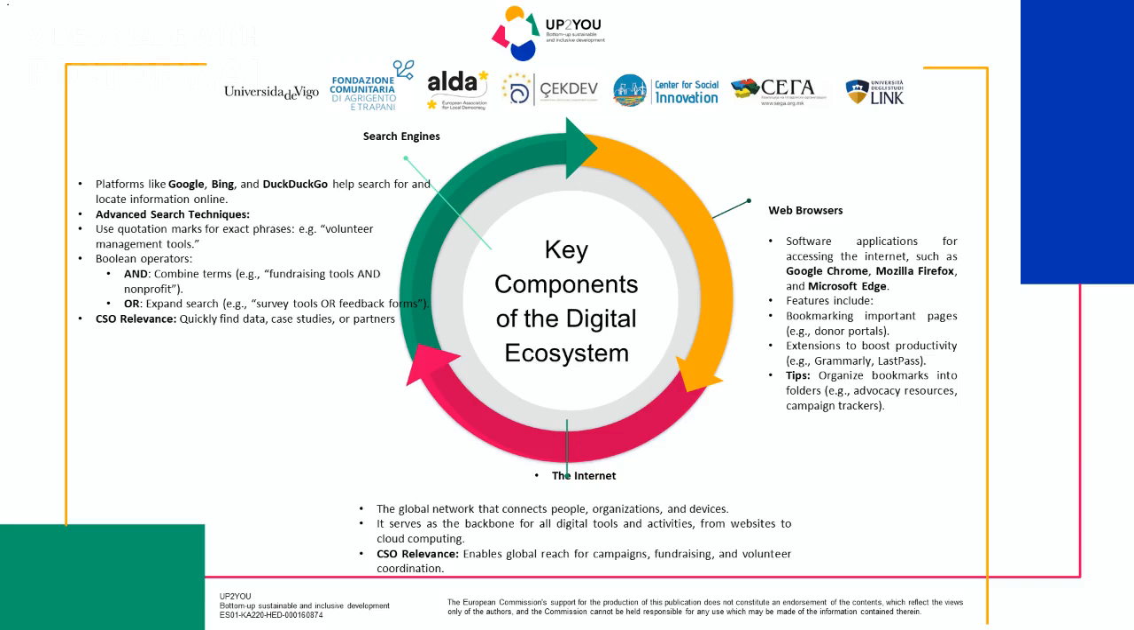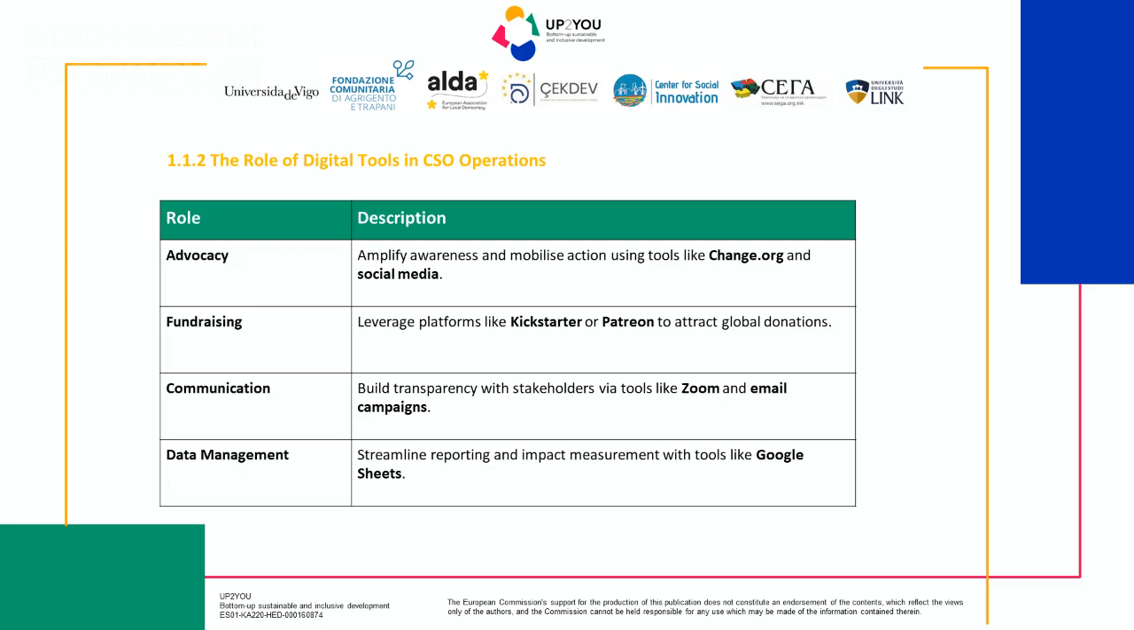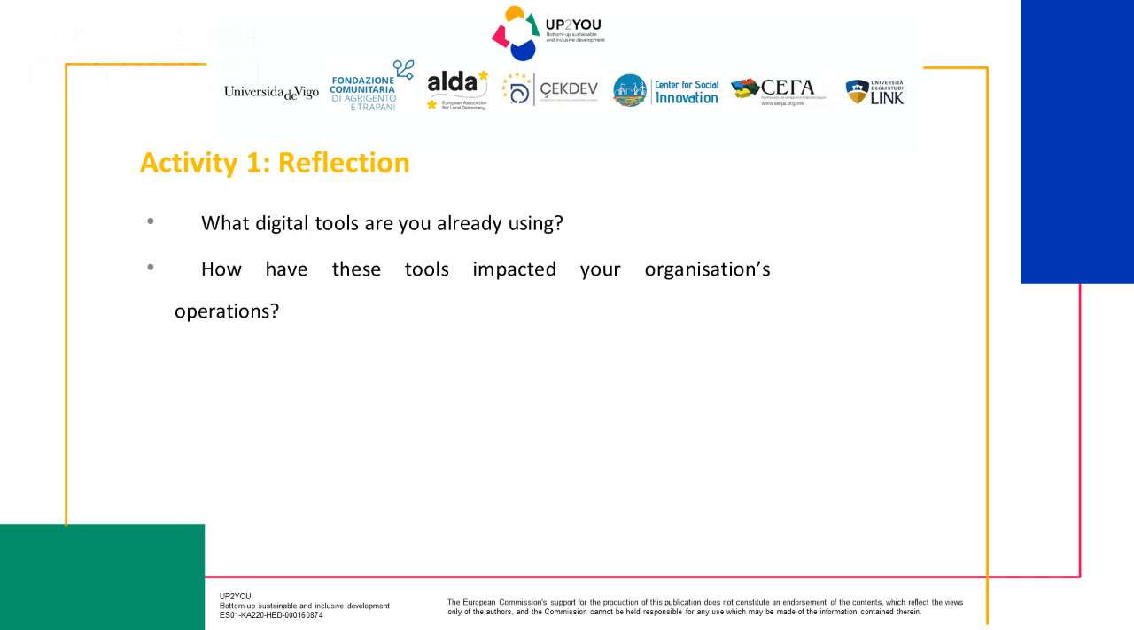Key components of the digital ecosystem include search engines, web browsers, the internet, and various software applications that facilitate communication and data management. Digital tools play crucial roles in CSO operations, including advocacy, fundraising, communication, and data management, each enhancing different aspects of organizational effectiveness. Reflect on the digital tools you are currently using and consider how they have impacted your organization's operations.